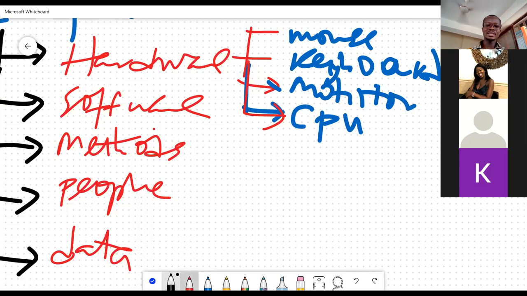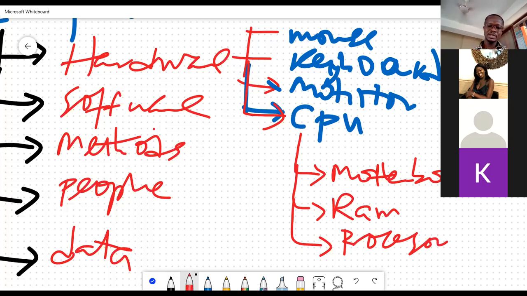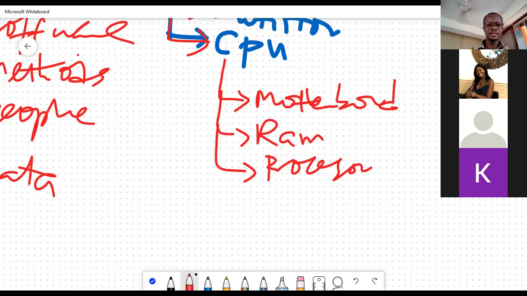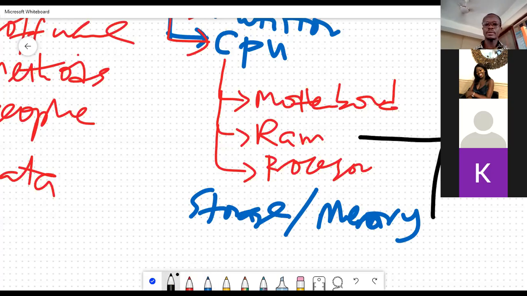I expect everyone here to have a basic knowledge of what goes into the CPU, the central processing unit. It's the main thing. It contains a motherboard, you've got RAM all in there. Inside it, you find a processor. We can also talk about storage. Computers have storage. Storage should be differentiated from the memory, which is actually the RAM. The motherboard kind of houses the processor.